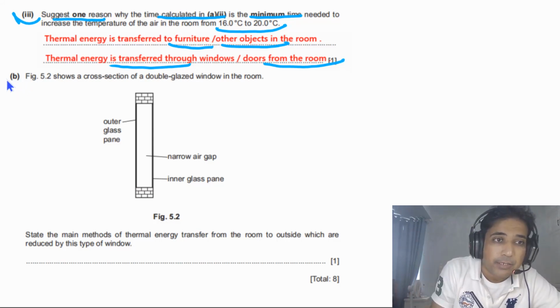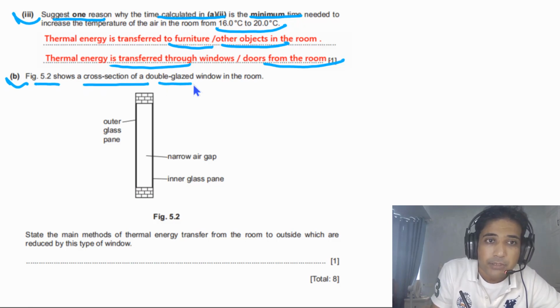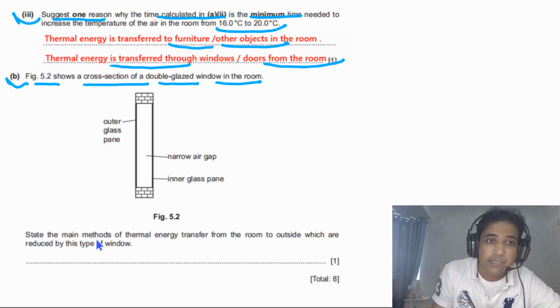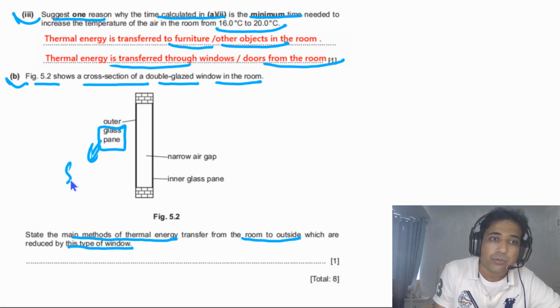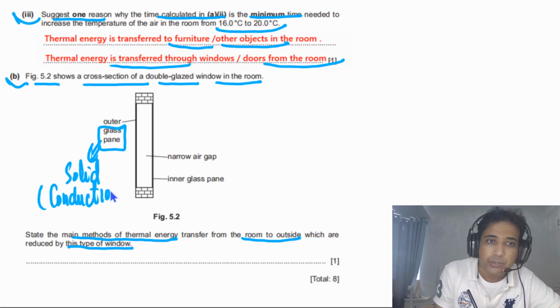If we go to this part B, it is given to us figure 5.2 shows a cross section of a double glazed window in the room. State the main methods of thermal energy transfer from the room to outside which are reduced by this type of window. So in this case, simply if you look at this window has glass, and glass is solid. So thermal energy will be transferred by conduction.